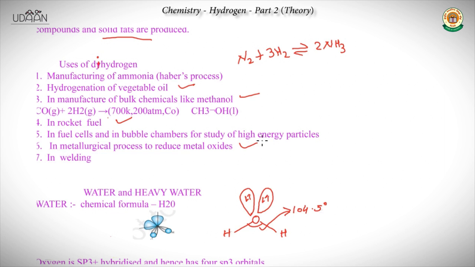And in metallurgical processes, hydrogen has a major use because in metallurgical processes metals are reduced. Metals are basically found in the form of oxides, and then those oxides are reduced with the help of hydrogen to the respective metals, right? It is also used in welding.